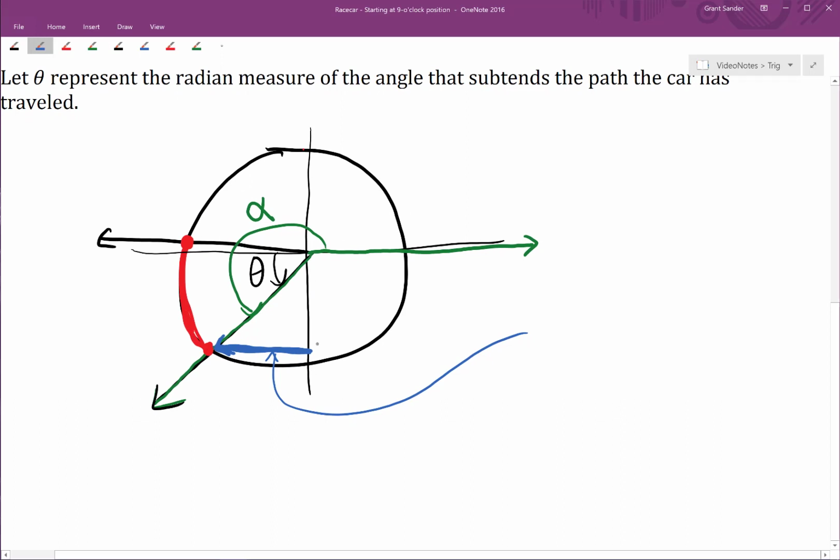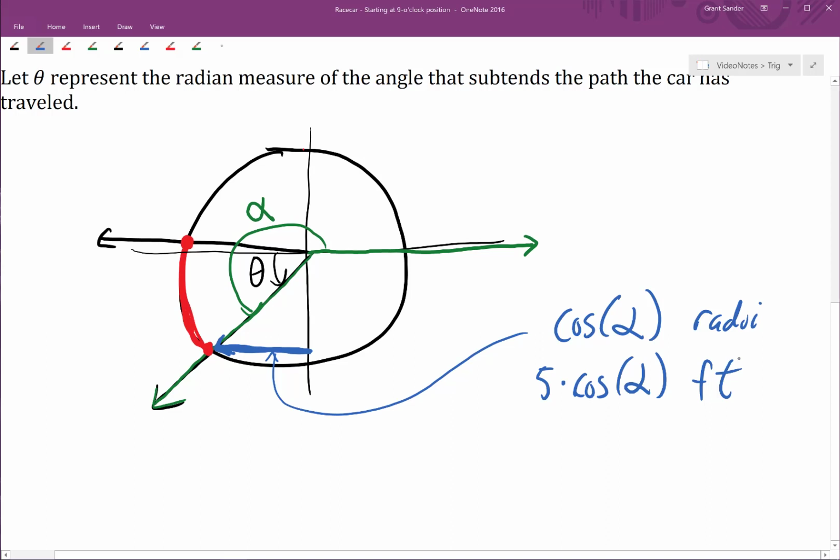The car's distance to the right of the center of the racetrack is going to be cosine of alpha radii, or 5 times cosine of alpha feet, because the radius of the circular track is 5 feet. So we can't leave this in terms of alpha because we don't know the value of alpha, and we're interested in expressing this in terms of theta. So how do we take a number of radians theta swept out from the 9 o'clock and turn it into a number of radians swept out from the 3 o'clock position?